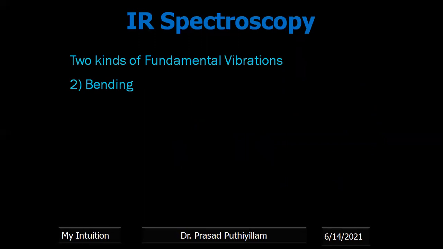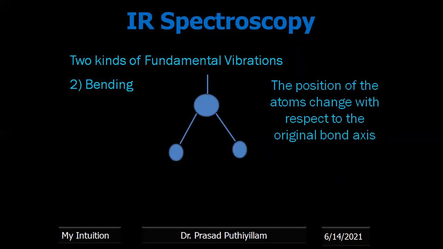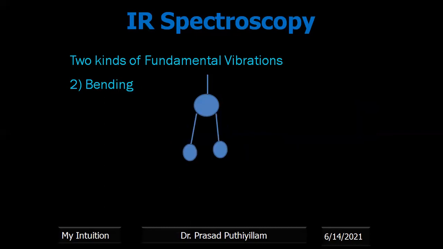The second fundamental vibration is the bending type of vibration. Same molecule I took. The position of the atom changes with respect to the original bond axis. It can be represented like this. So it undergoes bending vibration. This type of vibration is known as bending vibration.